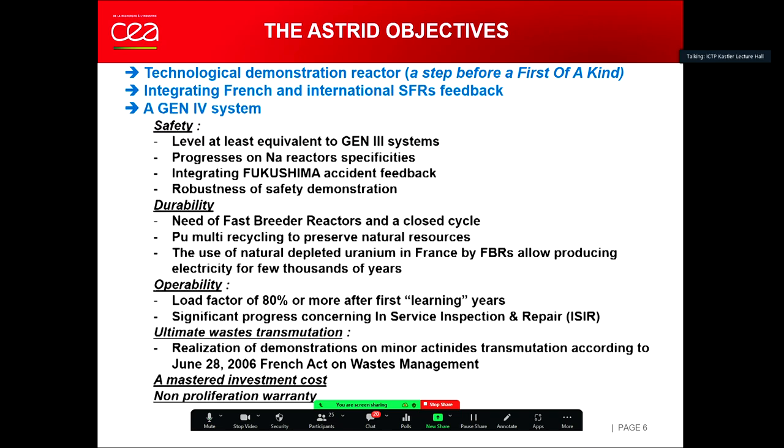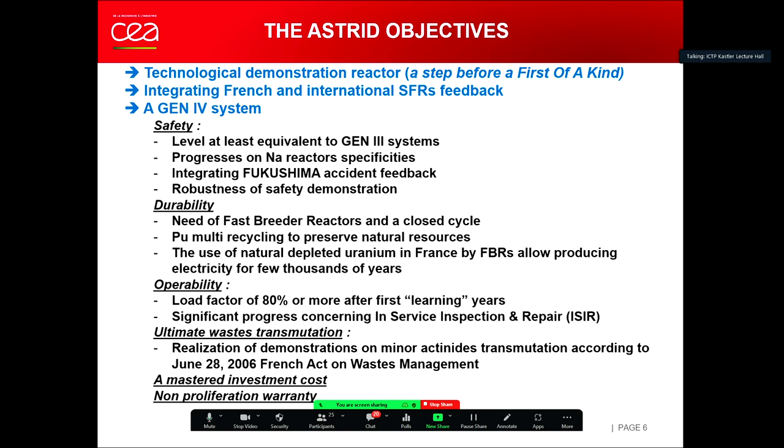And ASTRID, just to give you more fresh information, because Superphénix is a reference but is starting to be old. The idea was to have a technological demonstration reactor. It's a step before what we call FOAK, first of a kind. It means the first main reactor.